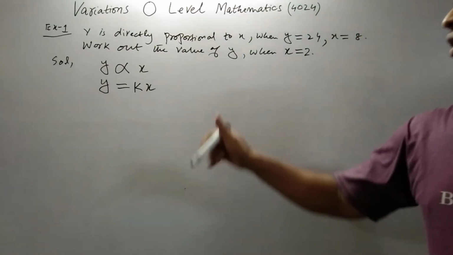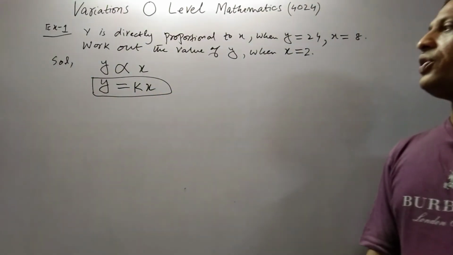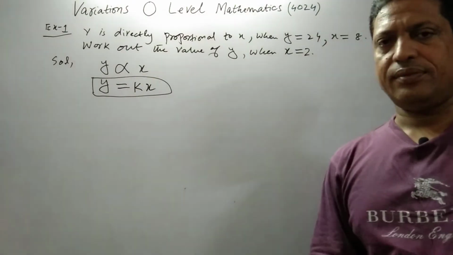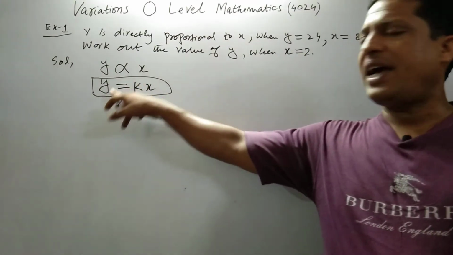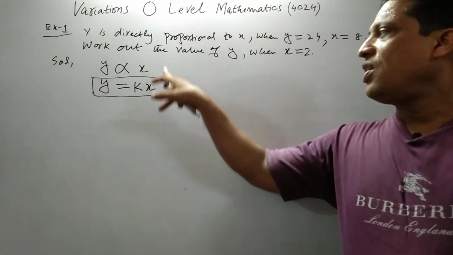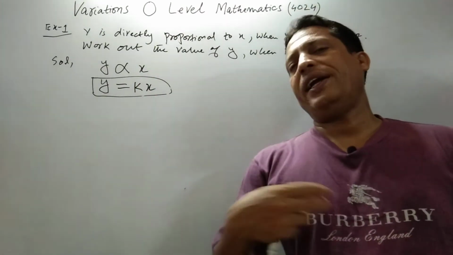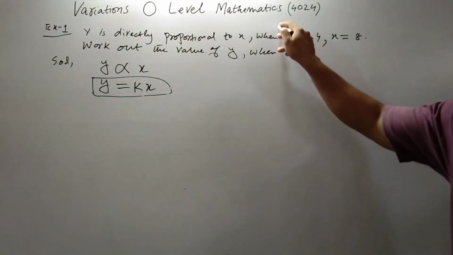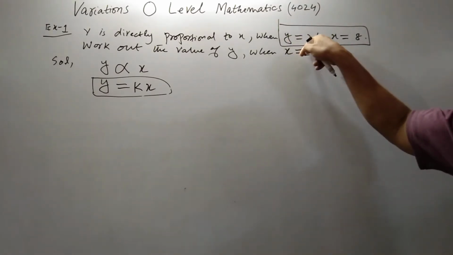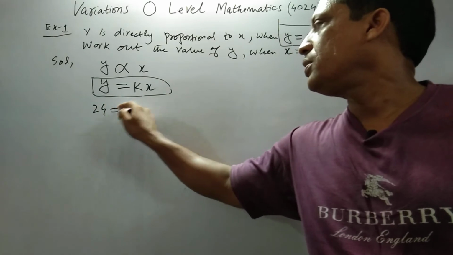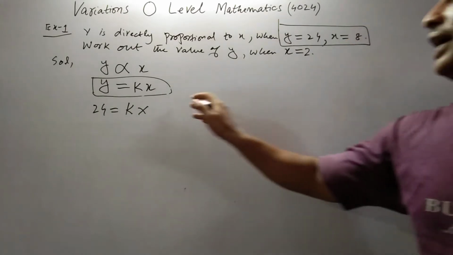Now, after making the formula, first you have to find the value of k. This is the first step. Before we find the value of y or find the value of x, first we should find the value of k, the constant of proportionality. How to find the value of k? By using the first two values of x and y. So what is the value of y given? 24 equals k multiplied by. What is the value of x given? 8.